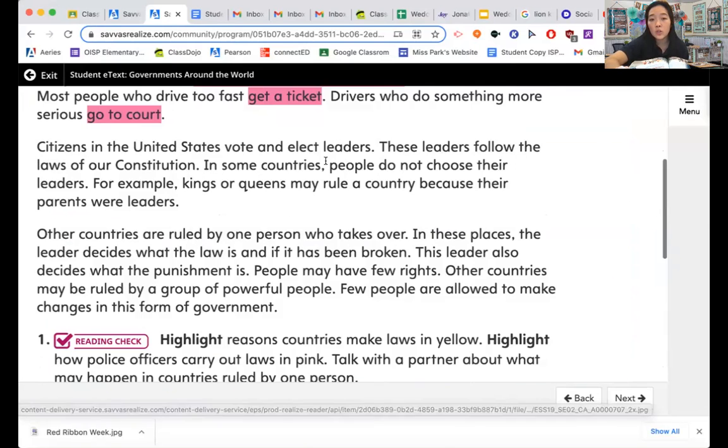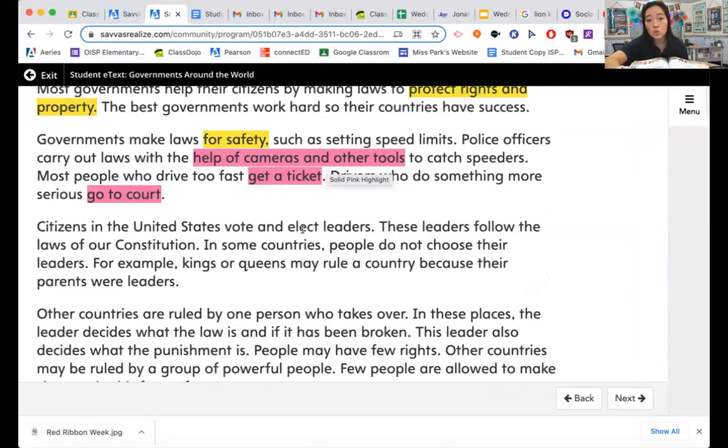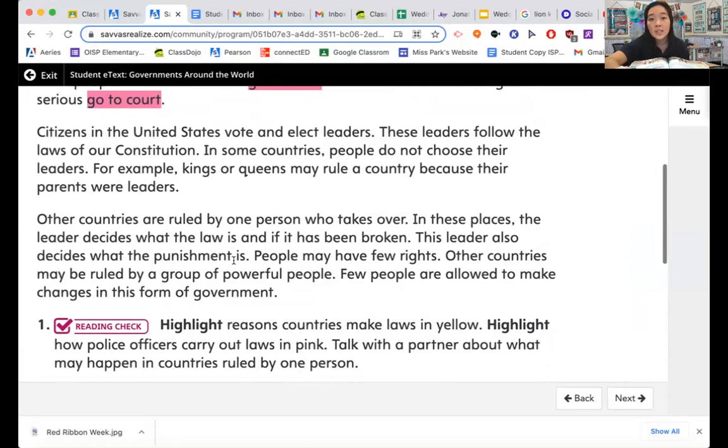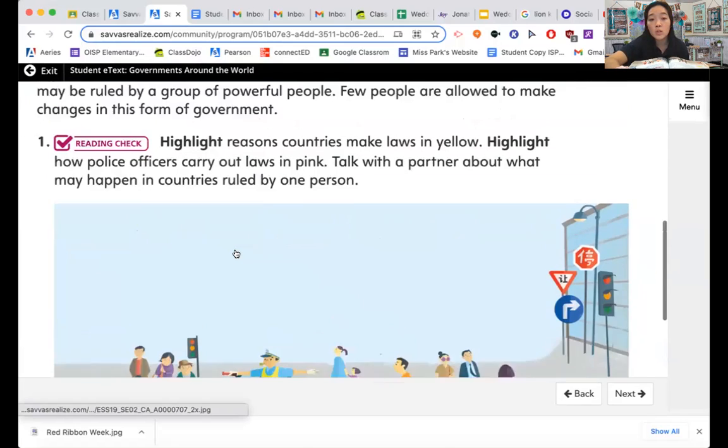Well, if a country is ruled by one person, usually that would be like a king or queen. And they rule a country because maybe their parents were leaders, or maybe someone that they knew was a leader, maybe not their parents, but their auntie or their uncle. In some countries, people don't choose their leaders.